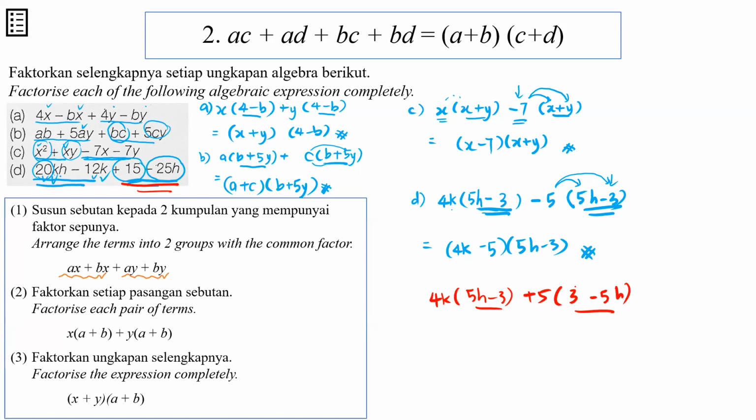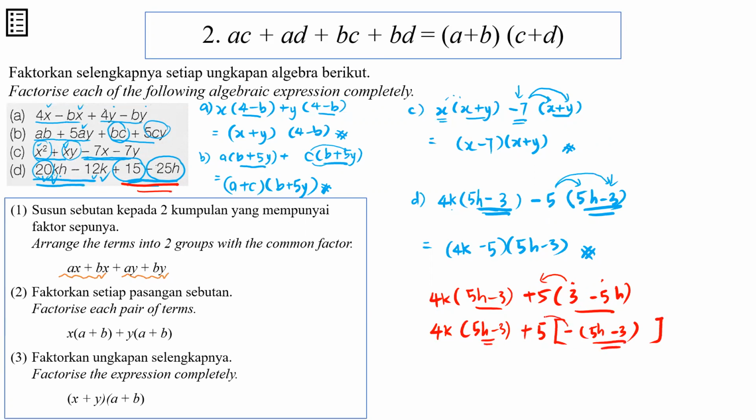So how am I going to swap so that my 3 becomes negative and my negative 5 becomes positive? That is, factorize the negative out. So once you take the negative out, you will combine the positive 5 with the negative that we just took out. So you got negative 5. But let me just show a longer way so that you know what I mean. I factorize the negative out so that my 3 becomes negative 3 and my negative 5h becomes positive 5h. Then I get back the same, isn't it?